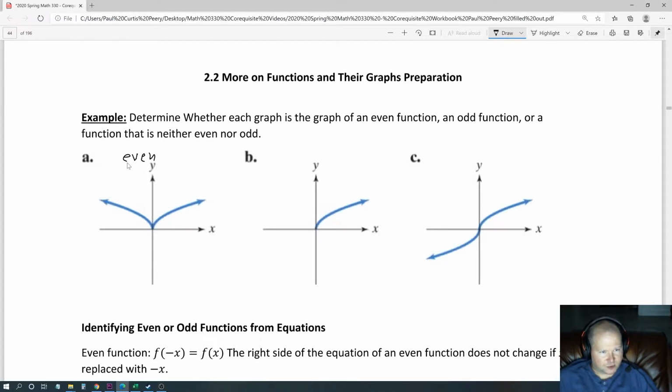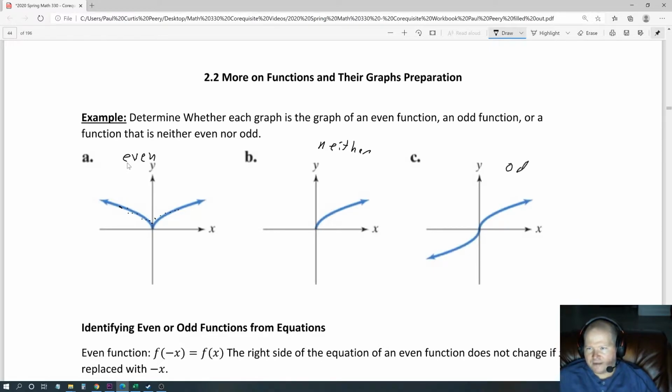Because it's symmetric with respect to the y-axis. So every point all along here, you're going to have a corresponding one all along here for the negative. The same negative x's are going to spit out the same y's. So whether the x be negative or positive, you're going to have the same y's, the same height. Over here, it's neither.